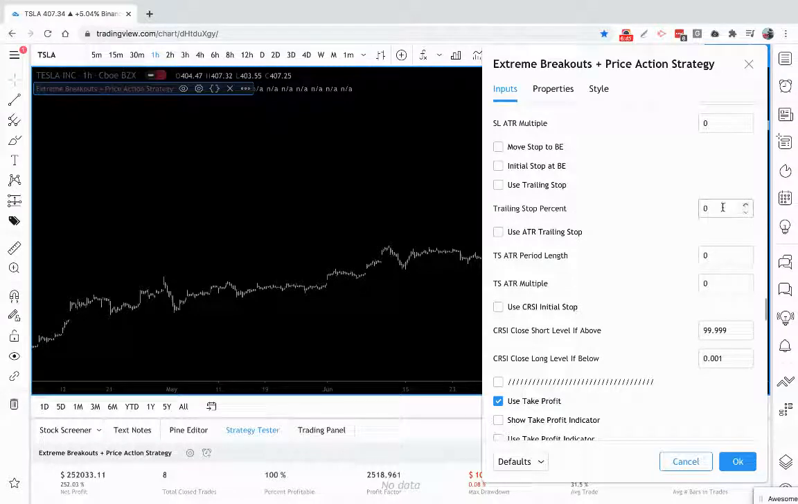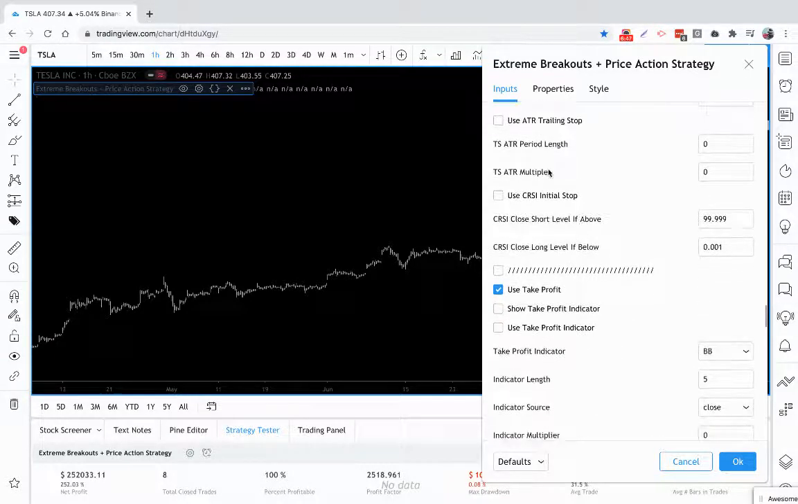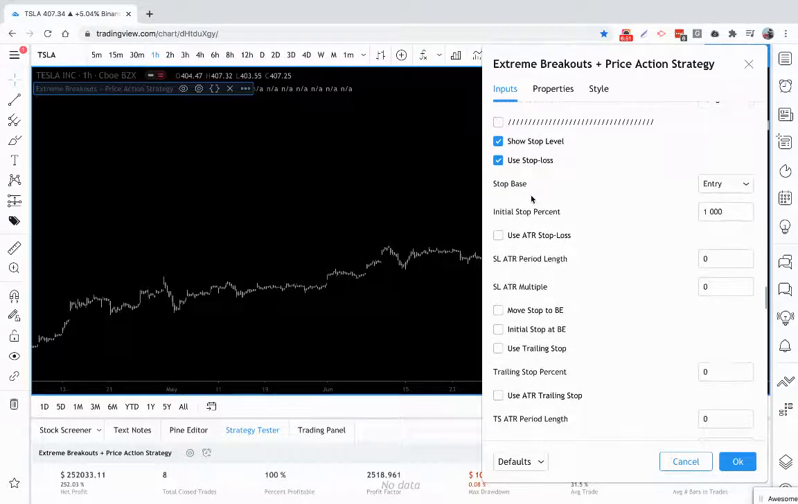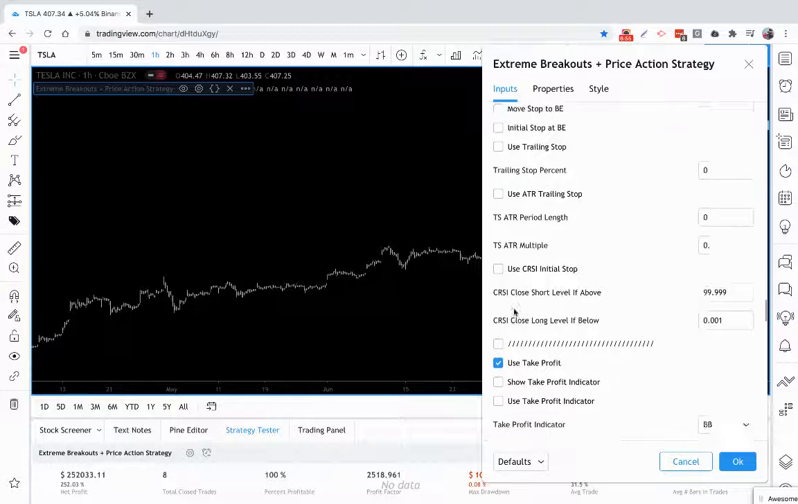This is adjustable to any 100th percent decimal. You can do average true range for trailing stops. And this is the Connors RSI stop, which you can use in addition with all of these settings up here. Whatever happens first is how you'll be exited.